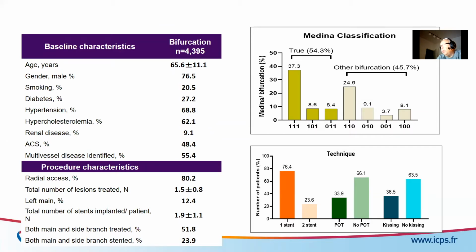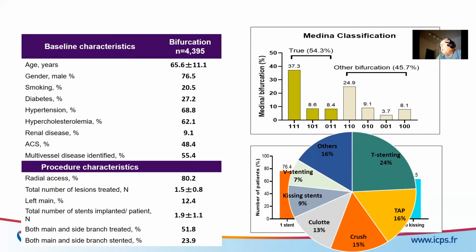POT was used in 34%. Just to remind you the situation of POT at the time of enrollment in terms of recommendation. And kissing balloon was 36%. When two-stent technique was used, it was mainly T-stenting or TAP, followed by crush and culotte.